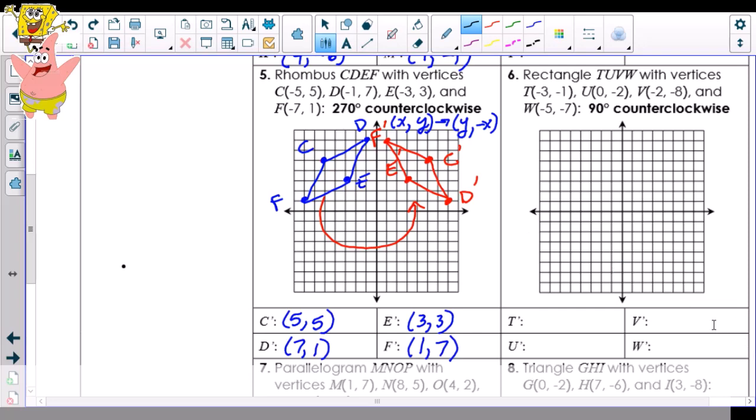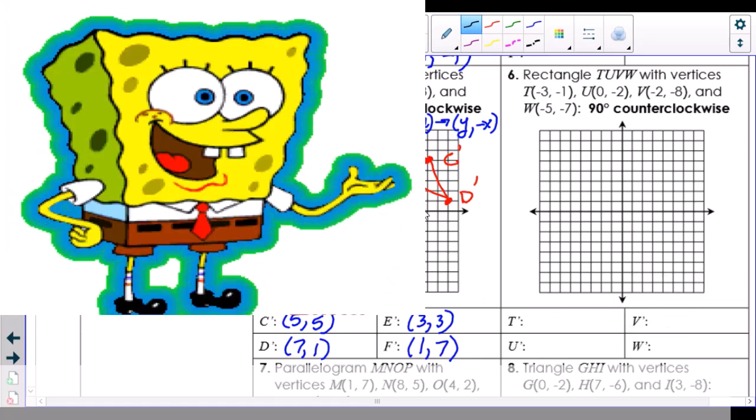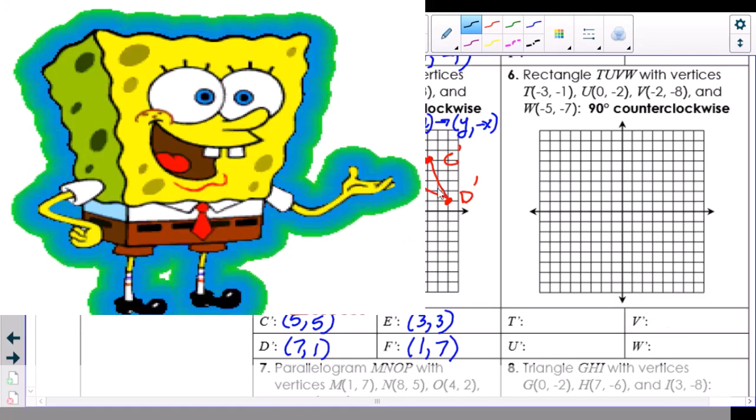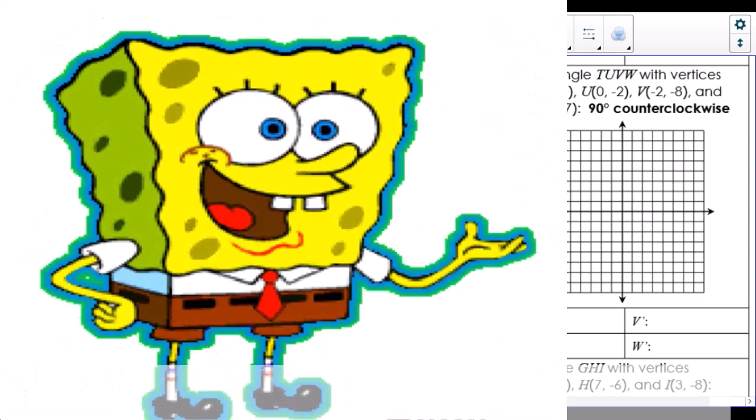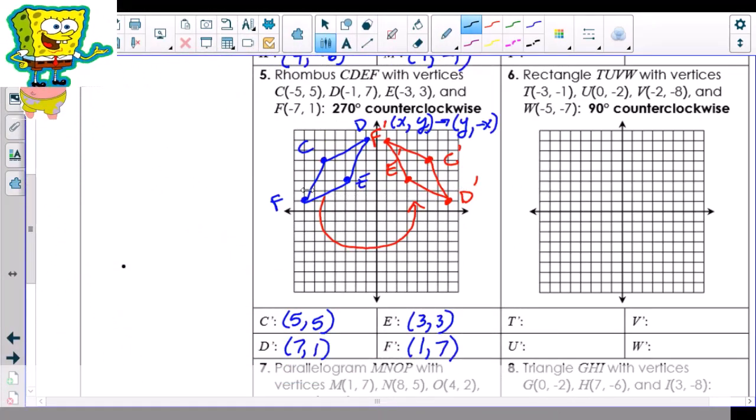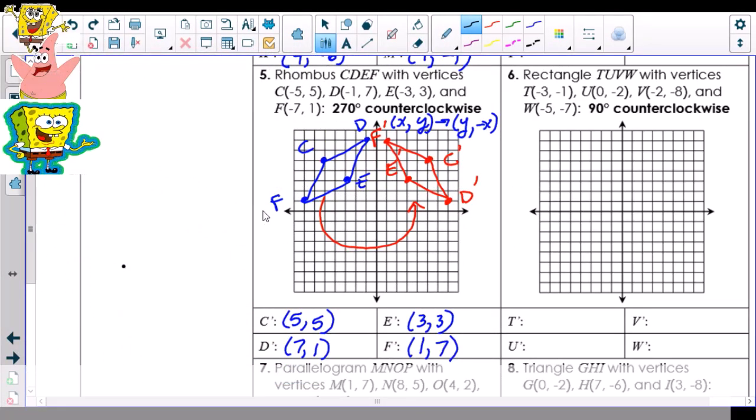Okay, let's give you, how about a glowing SpongeBob right there. Isn't that fantastic? I hope you're loving the SpongeBob theme rewards today. Okay.